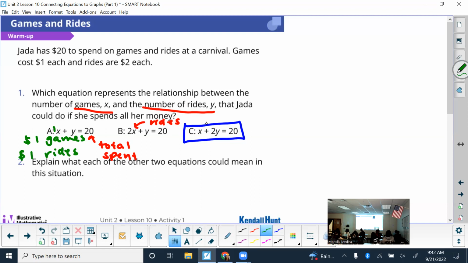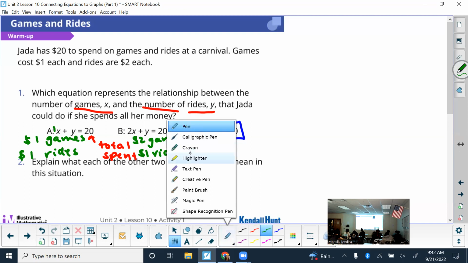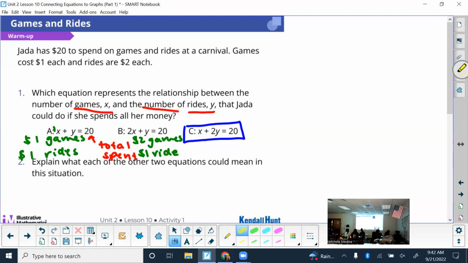What about in part B? Or in equation B, what is this telling me? That the games cost $2 and the ride costs $1, which is not what we were assigned. That's why these two weren't the right answer. We said that games were $1 each and the rides are $2 each, which makes sense for the correct one.